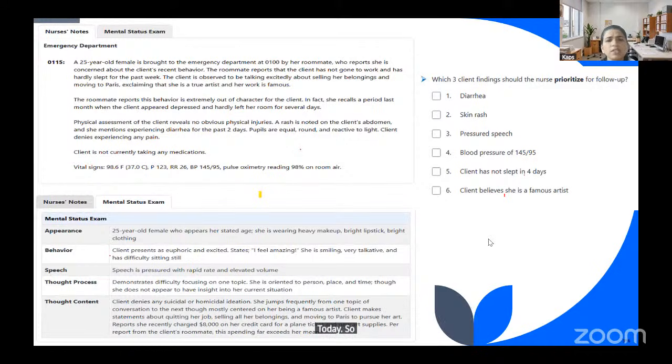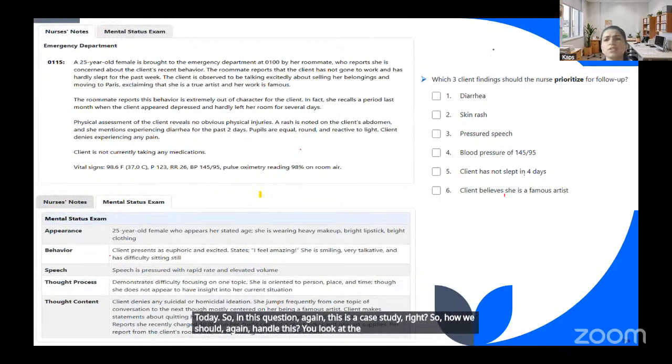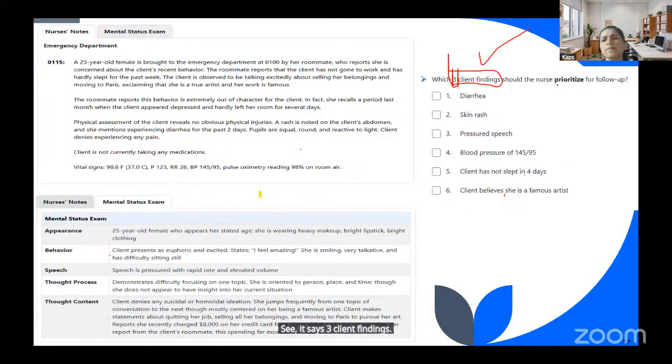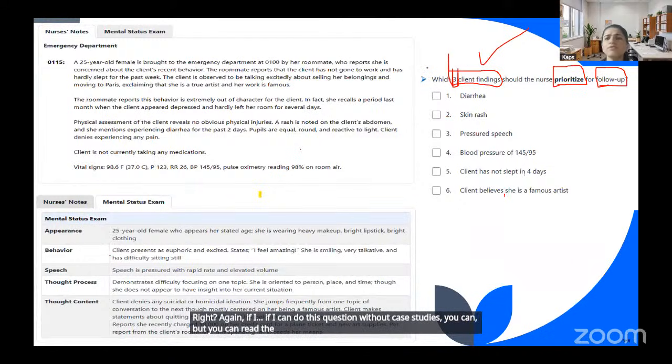So in this question, again, this is a case study, right? So how should we handle this? You look at the question first. See, it says 3 client findings. Prioritize. 4, follow up. Something bad in there, right? Again, I can do this question without the case study, but you can read the case study if you still feel like it. But you know how I'm going to look at this question?